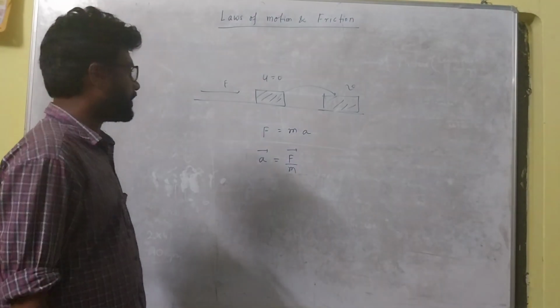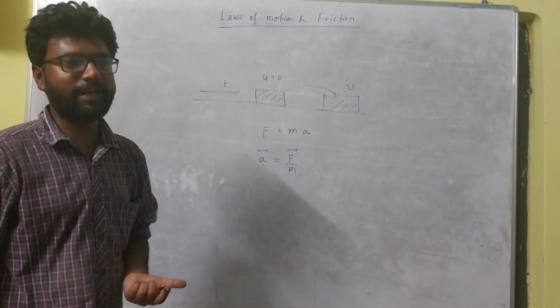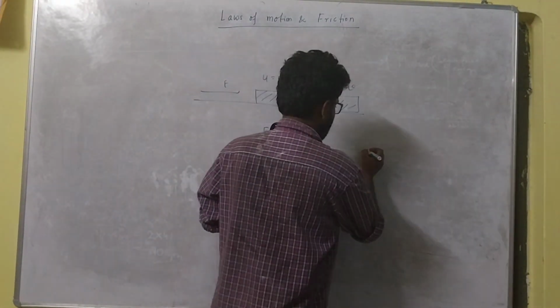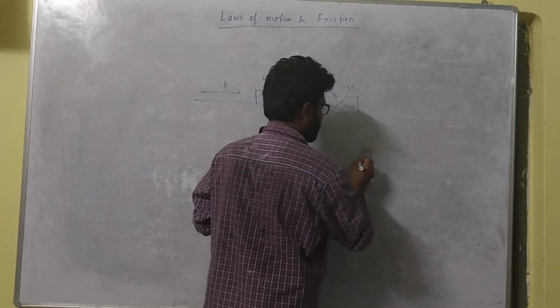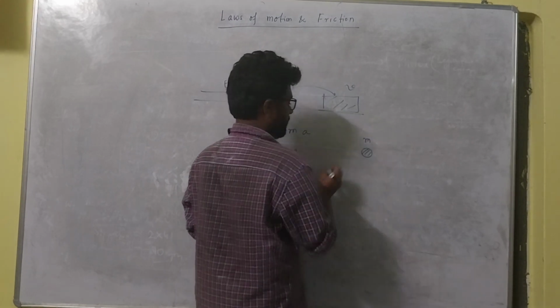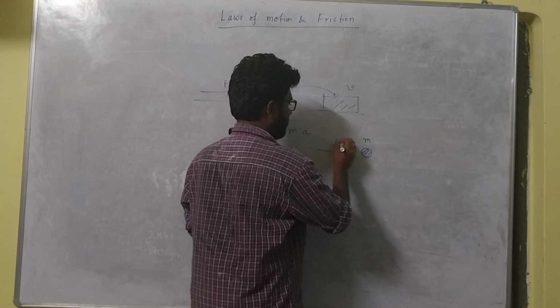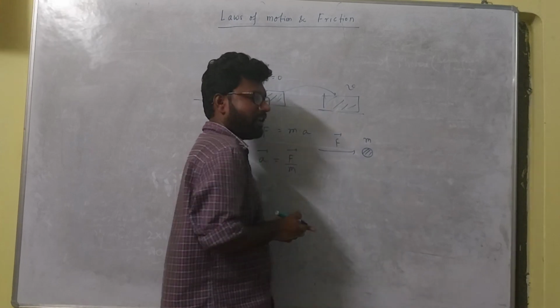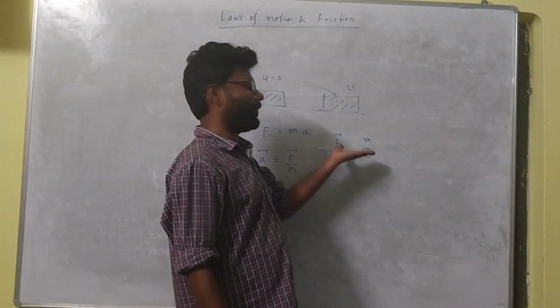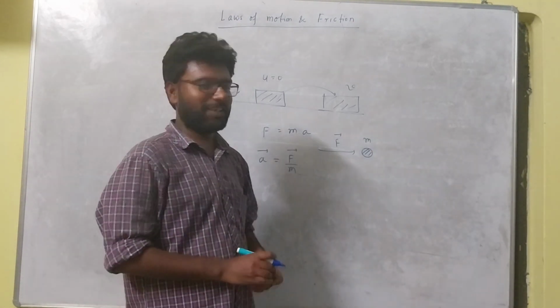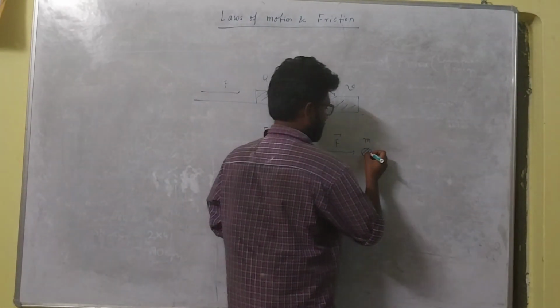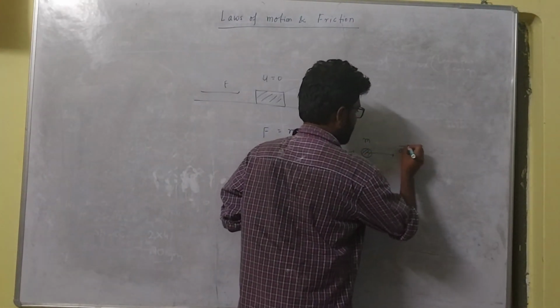Okay, so this equation is for a single particle, right? So if there is an object here of mass m, and I apply a force F here, because I apply the force horizontally, of course this acceleration a should be horizontal.